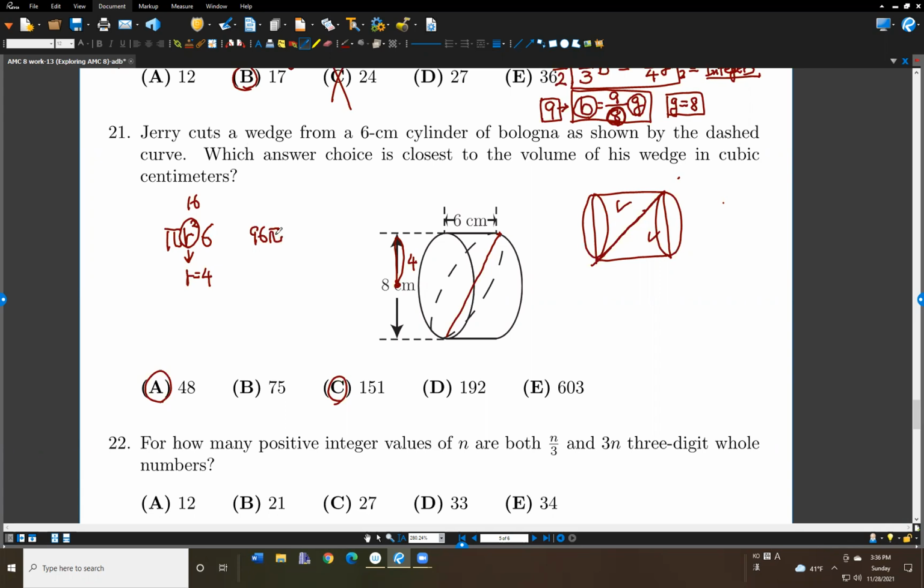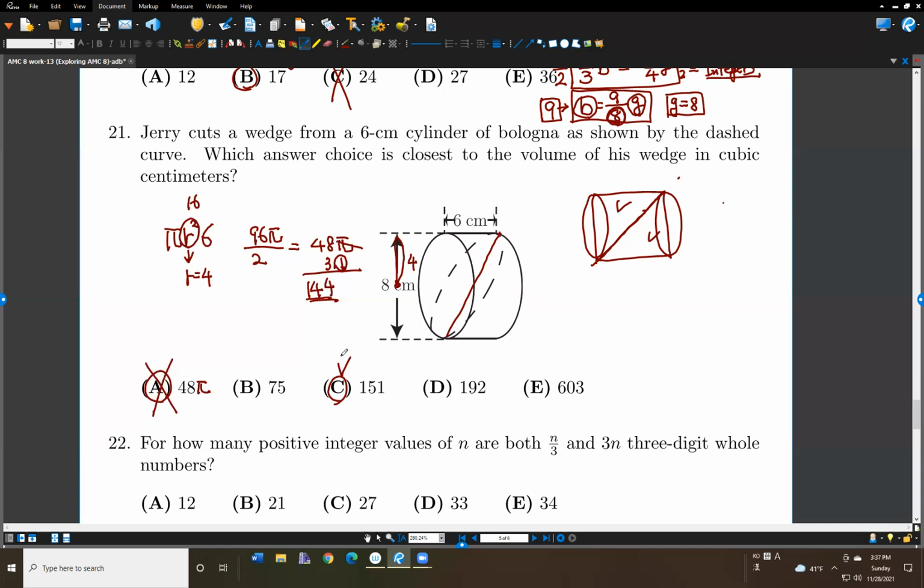Okay, 96 pi. But half of this is how much? You divide it by 2. That is 48 pi. But A is 48 with no pi, so A is not the answer. Pi is 3.14. You can use 3.1 or just 3, approximately. 3 times 8 is 24. 3 times 48 is 144. A little more than 144, it'll be 150. That is the answer.